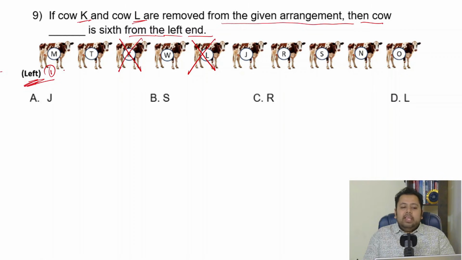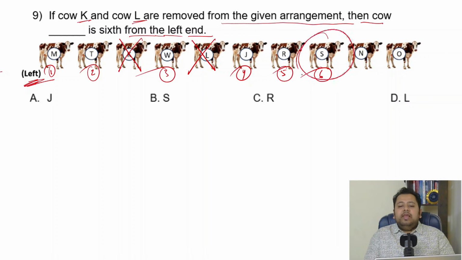So first from the left hand is M. Second from the left hand is T. Third from the left hand is W. Fourth from the left hand is J. Fifth from the left hand is R. Sixth from the left hand is S. So S is your correct answer. I hope you got this one correct.